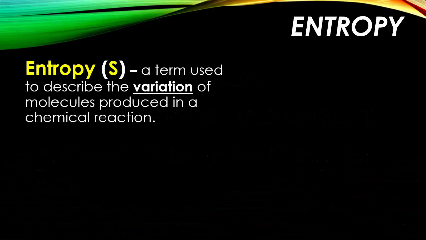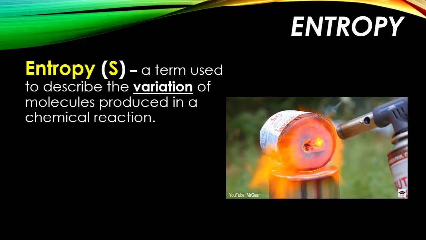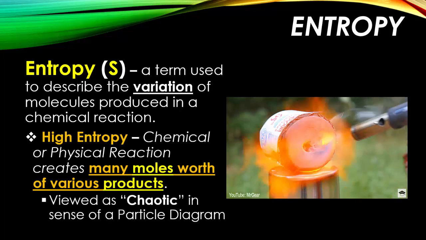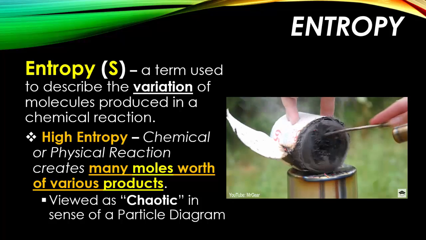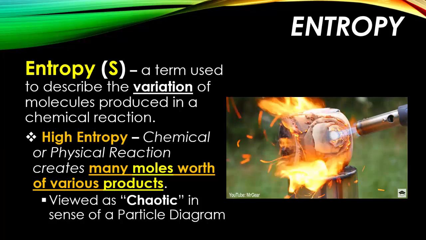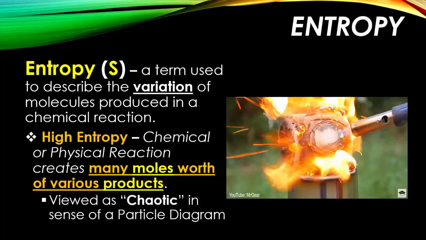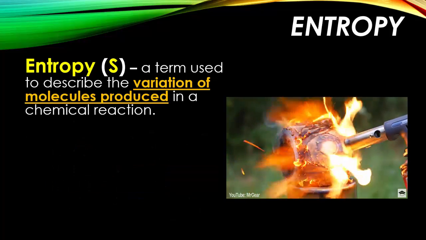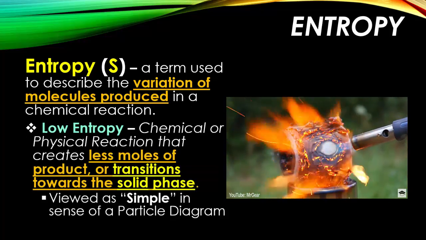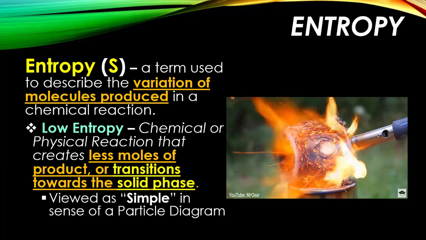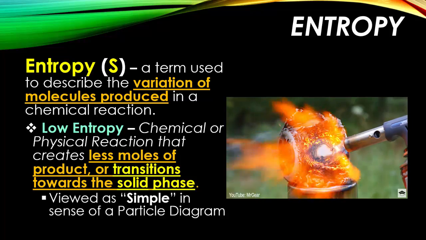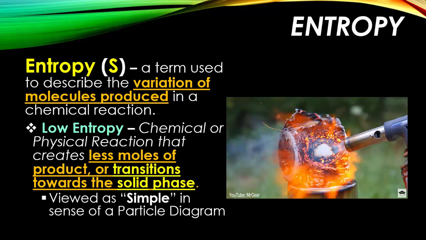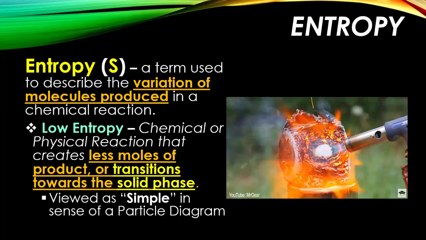So entropy, as we know from the previous unit, is a term used to describe the variation of molecules produced in a chemical reaction. High entropy in a chemical or physical reaction creates many moles worth of various products. This is what we view as chaotic in the sense of a particle diagram. When we have a low entropy, that's where we have a chemical or physical reaction that creates fewer moles of a product, or simply transitions towards the solid phase. We refer to this as simple in the sense of a particle diagram.